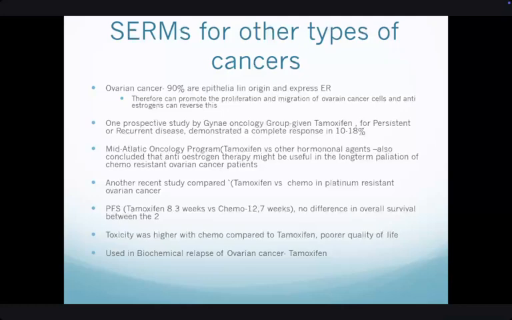Toxicity was obviously higher in the chemo group compared to tamoxifen, and those who had chemo also had a poorer quality of life. Tamoxifen was also used in patients with biochemical relapse of ovarian cancer. These are patients with an increasing CA125, but they are asymptomatic.